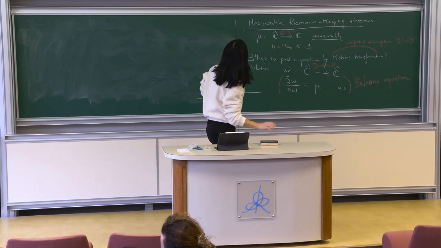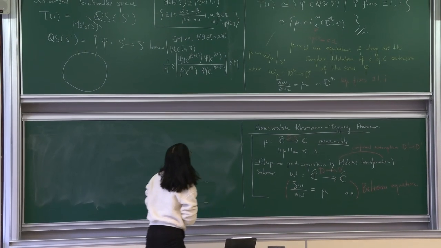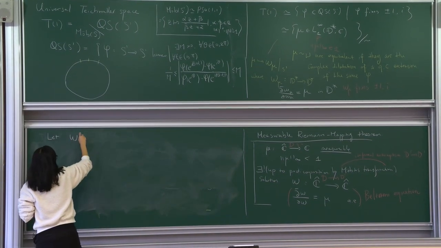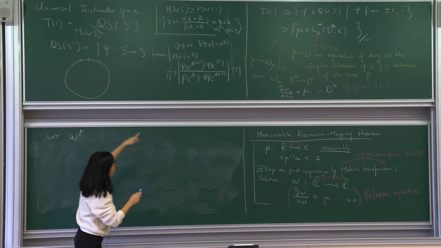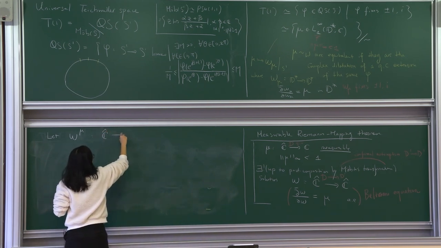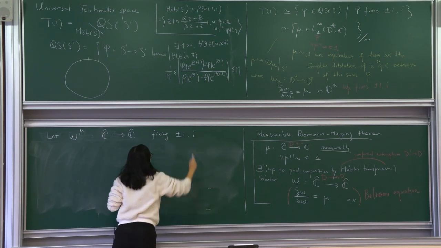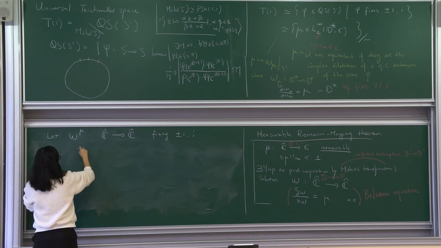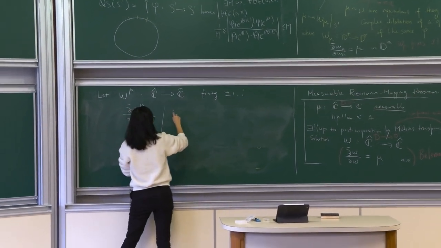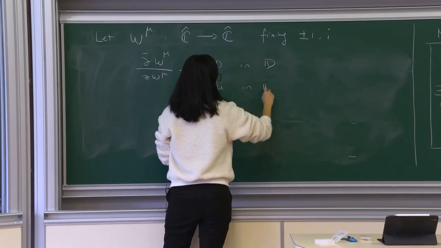So now we have two models. Okay, next one. So once we have a mu, I will let W mu, here the mu is on the top, it's a different one than the one here, be a homeomorphism from the sphere to sphere, fixing plus minus 1 and i, solving the Beltrami equation, zero in D and mu in D star.